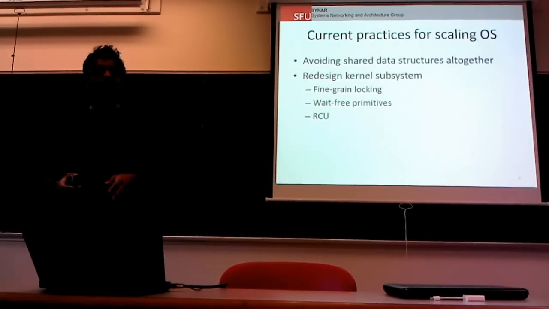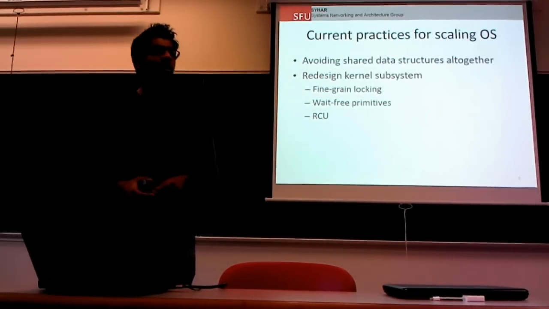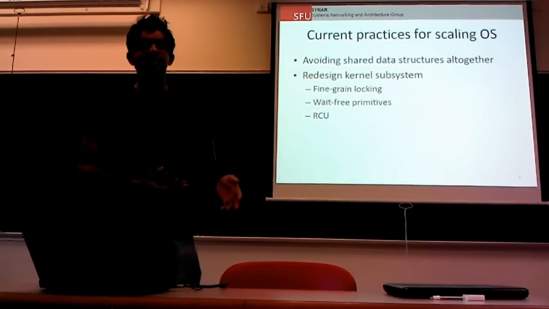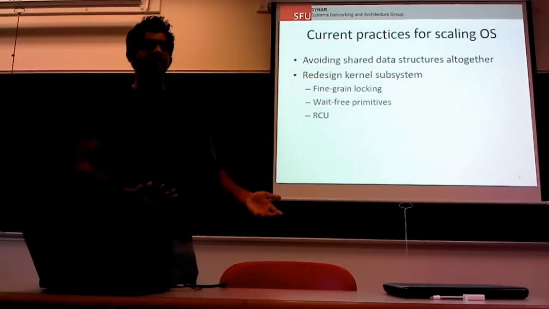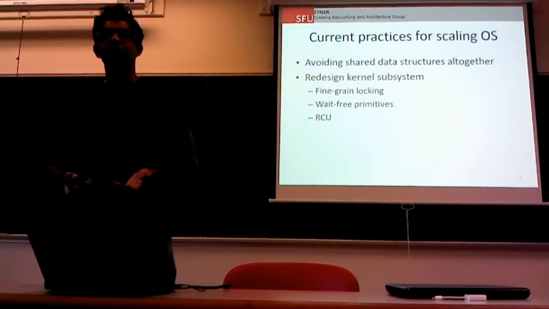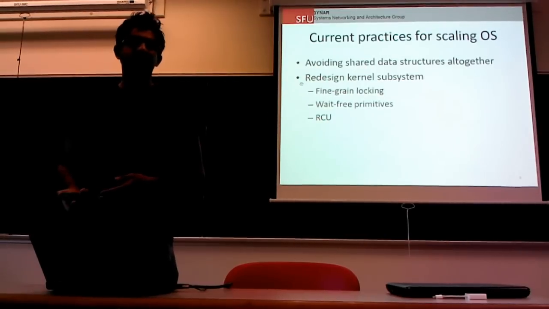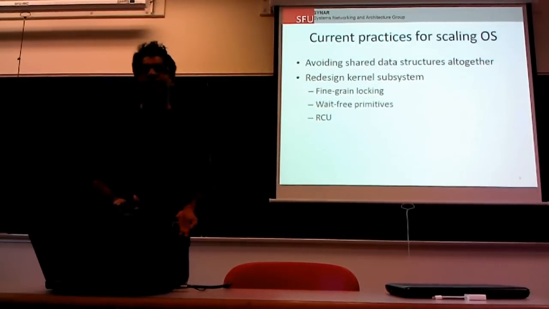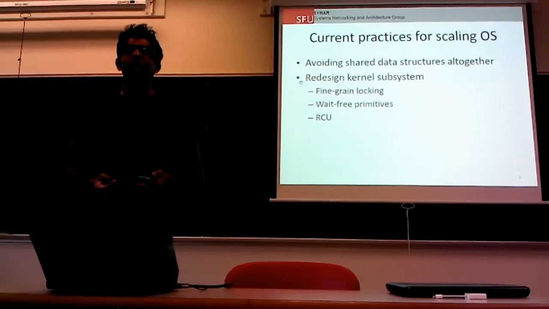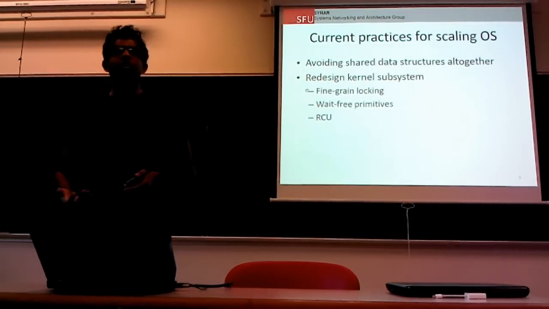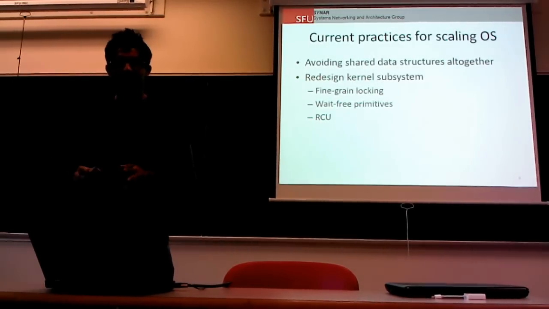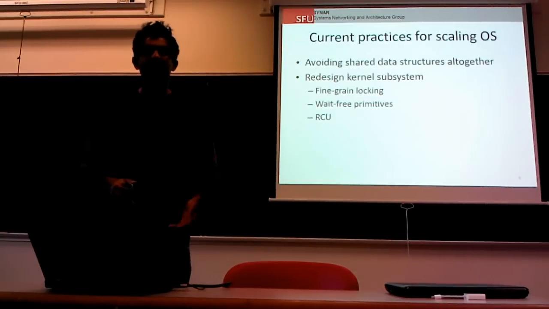Now, current practices for scaling the OS. Currently, the practices operating systems follow to improve the cost of these shared accesses are to try to avoid shared data altogether, but in most cases this is not possible. So they tried to redesign existing kernel data structures. They came up with fine-grained locking, wait-free primitives, and advanced synchronization techniques like RCU. These are the practices used to scale the OS.